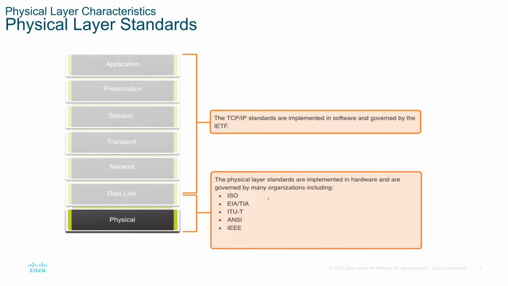At the physical layer, we have many organizations that regulate the standards for physical connections. And when I say physical, I also include wireless. The ISO, the EIA-TIA, the ITU-T, ANSI, the IEEE. Each one of these organizations will set the standards for a particular type of communications. The IEEE, for example, controls wireless, IEEE 802.11.